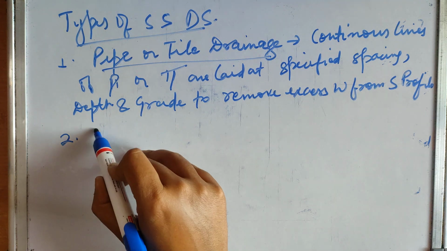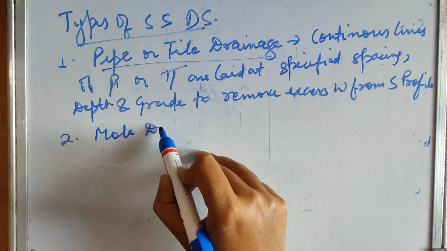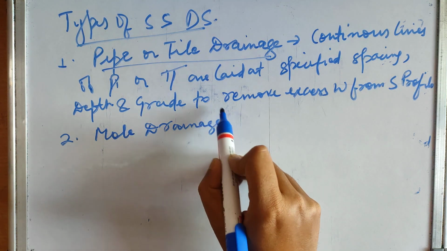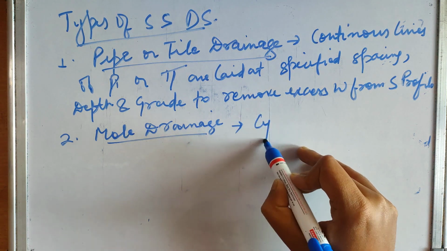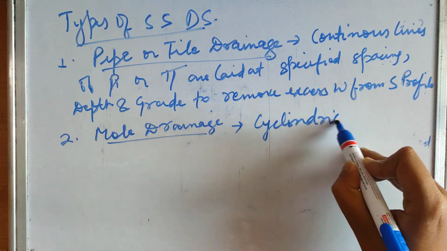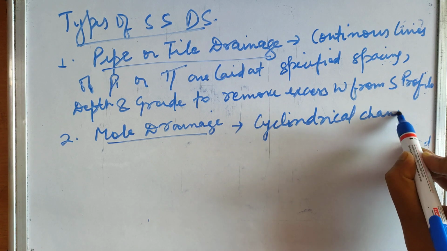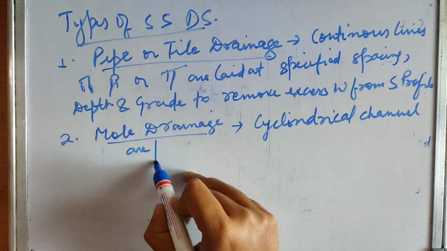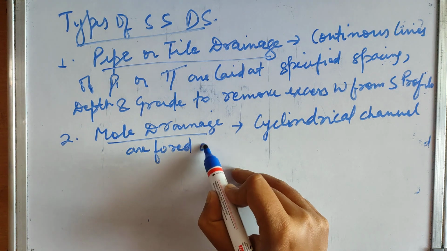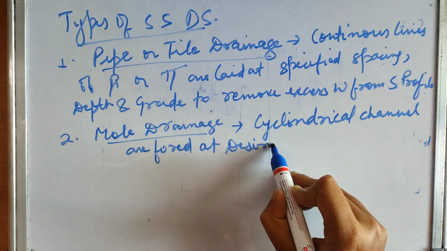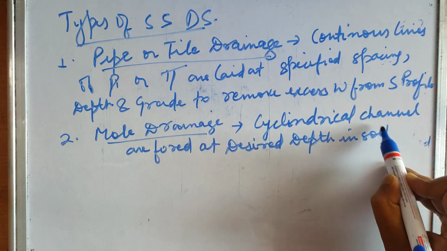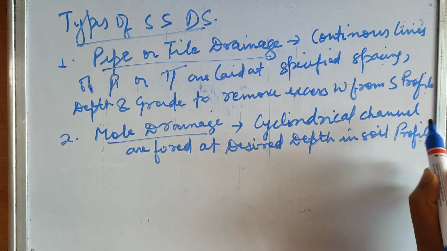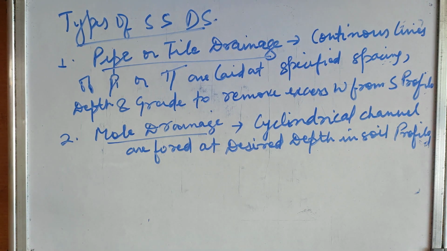Now the second one is mole drainage. Here cylindrical channels are formed at desired depth in the soil profile. So these were the types of subsurface drainage system, pipe or tile and mole.